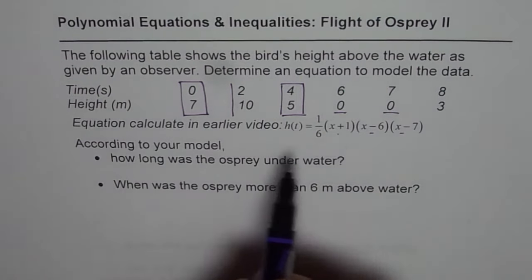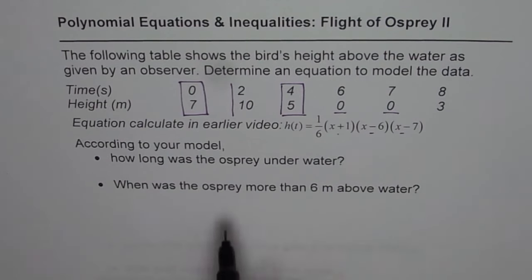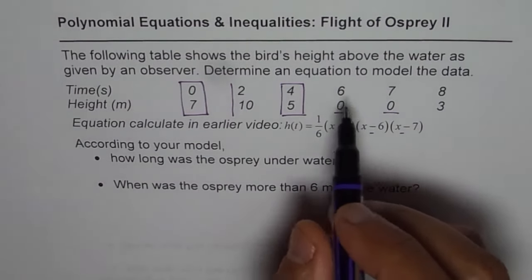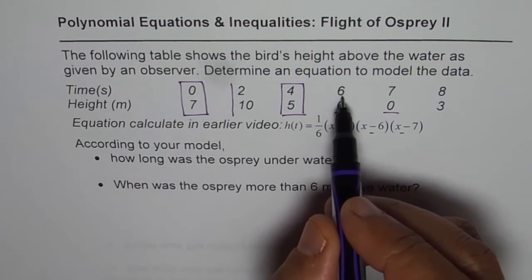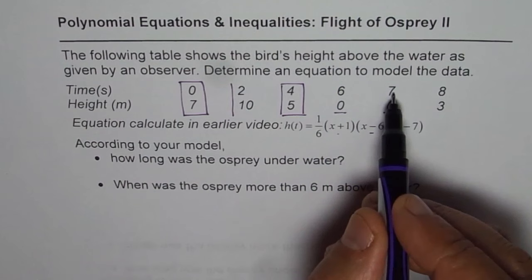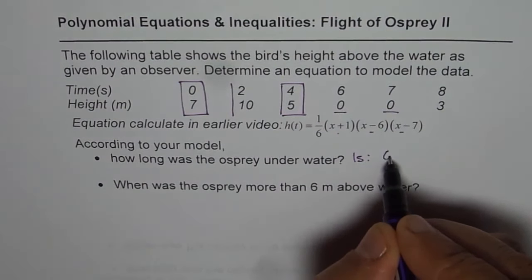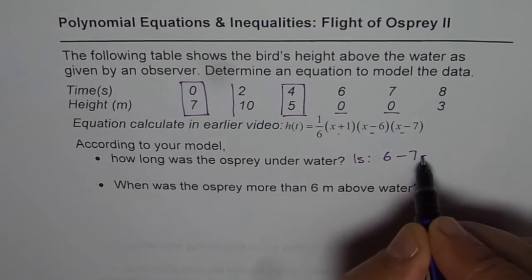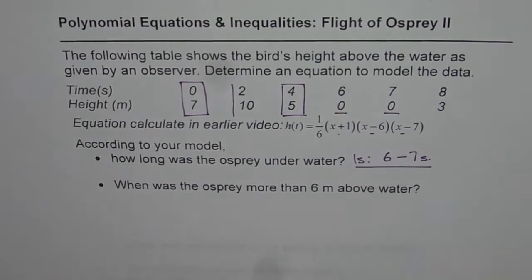So according to your model, that means this model, how long was the osprey underwater? So that is absolutely clear. It went underwater at time t equals to 6 and came out at 7. And so it is 1 second from 6 to 7 seconds, right? So that is the value and this is the time.